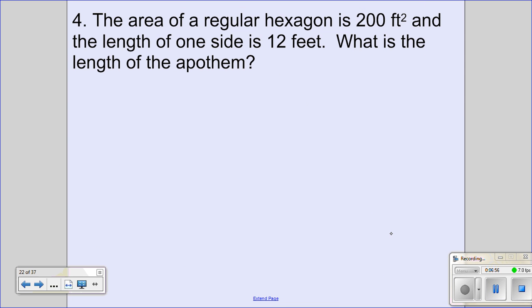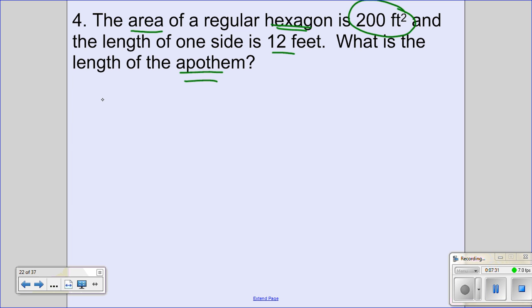Number 4 says the area of a regular hexagon is 200 feet squared. One other clue without actually having the word area in this problem is the fact that my units are squared. Another good reason why I'm going to hassle you to make sure you put the units beside each number and correctly labeled. It also mentions that the length of one side is 12. What is the length of the apothem?